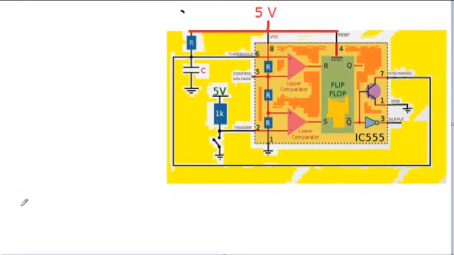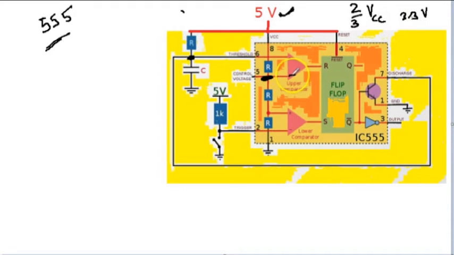To explain the working of the 555 IC as a monostable multivibrator: pin number 8 is at the VCC supply. The threshold pin is connected with the capacitor. Here the voltage, because the resistor R is connected, becomes 2/3 of VCC. If VCC is 5 volt, the voltage here becomes about 3.3 volt. Remember, this is the negative terminal. The positive terminal is connected to the capacitor.